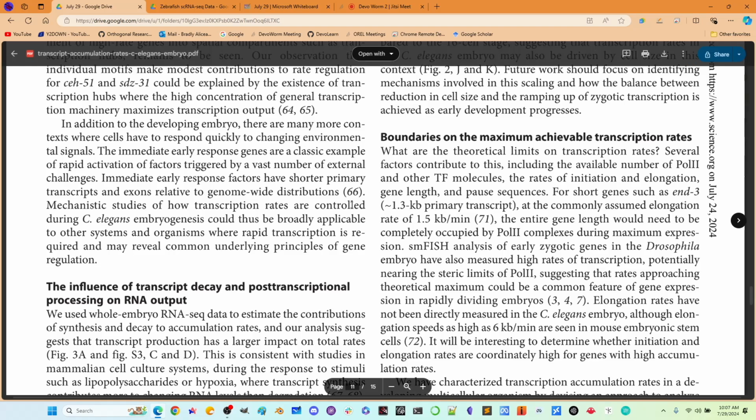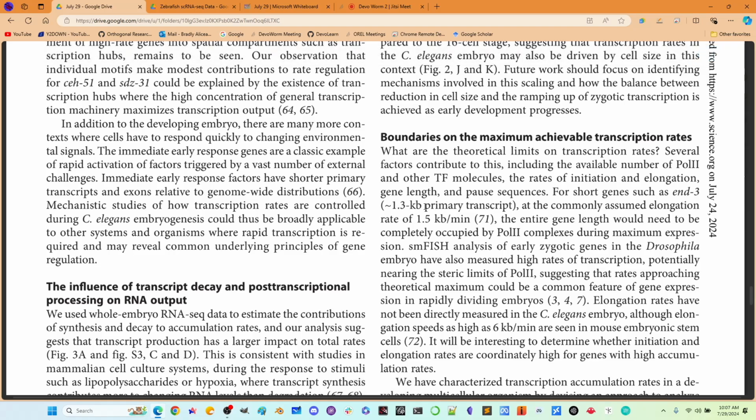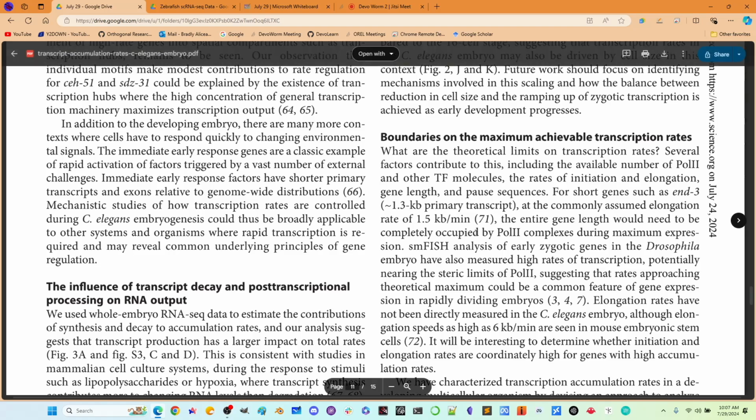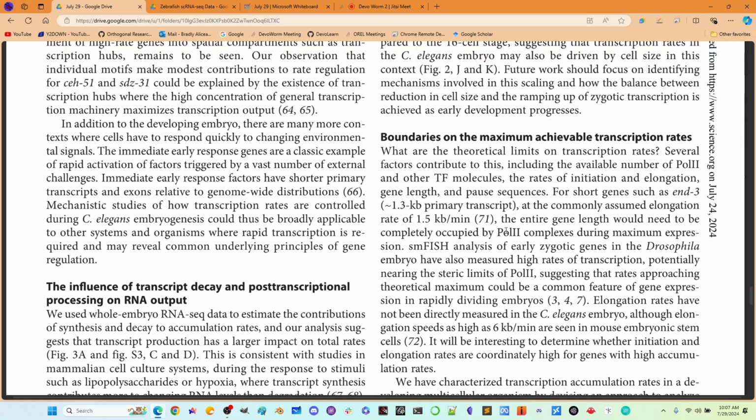So for short genes such as N3, which is around 1.3 kilobases of primary transcript, at the commonly assumed elongation rate of 1.5 kilobases per minute, the entire gene length would need to be completely occupied by POL2 complexes during maximum expression. So what they're saying is that you have the genome, you have these genes, they're a certain length. The transcripts are what we're really interested in. And the polymerase 2 has to be on there, moving along, producing transcripts, mRNA out into the cytoplasm. You can't do that, it has a certain rate. So 1 polymerase 2 is a certain rate.